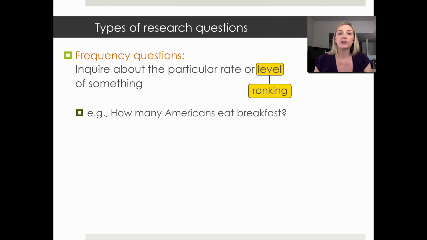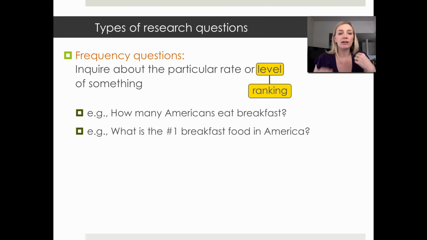Level is referring to ranking. So an example would be, what is the number one breakfast food in America? What one breakfast food is eaten more frequently than any other breakfast food out there? Maybe cereal, maybe bacon, maybe toast, whatever.